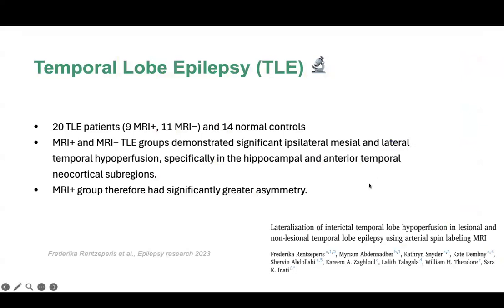In temporal epilepsy, in this study, they compared 20 temporal lobe epilepsy patients. 9 were MRI positive and 11 were MRI negative, and they were compared with 14 normal control patients. Both groups, MRI positive and MRI negative temporal lobe epilepsy, demonstrated significant ipsilateral mesial and lateral temporal hypoperfusion in the hippocampus and anterior temporal neocortical regions. And the MRI positive group had more significant asymmetry compared to the negative group.